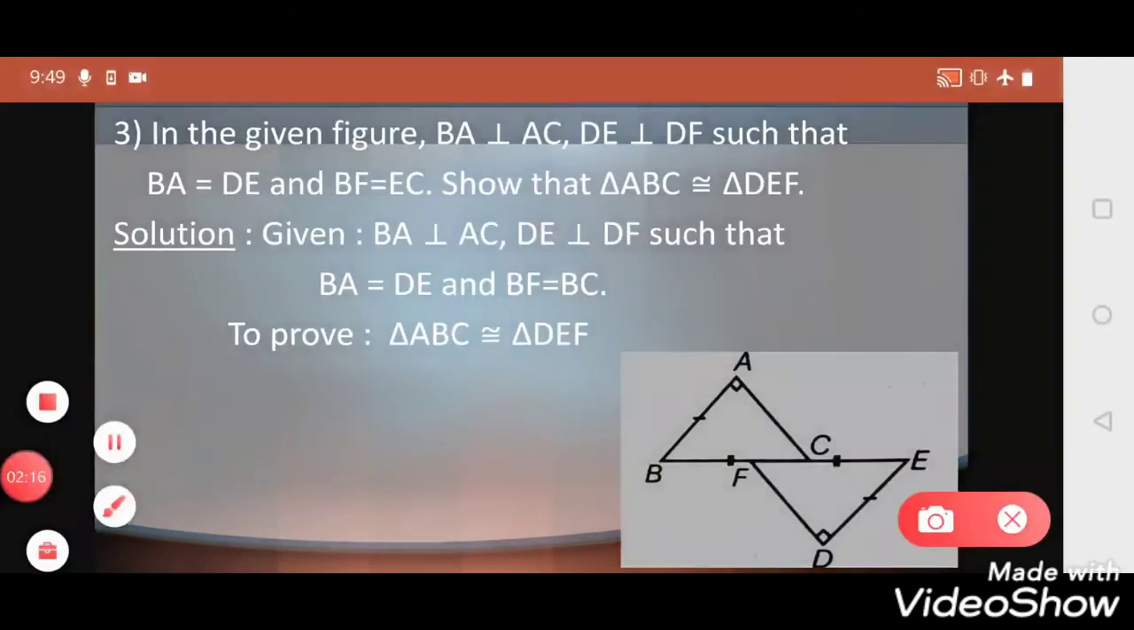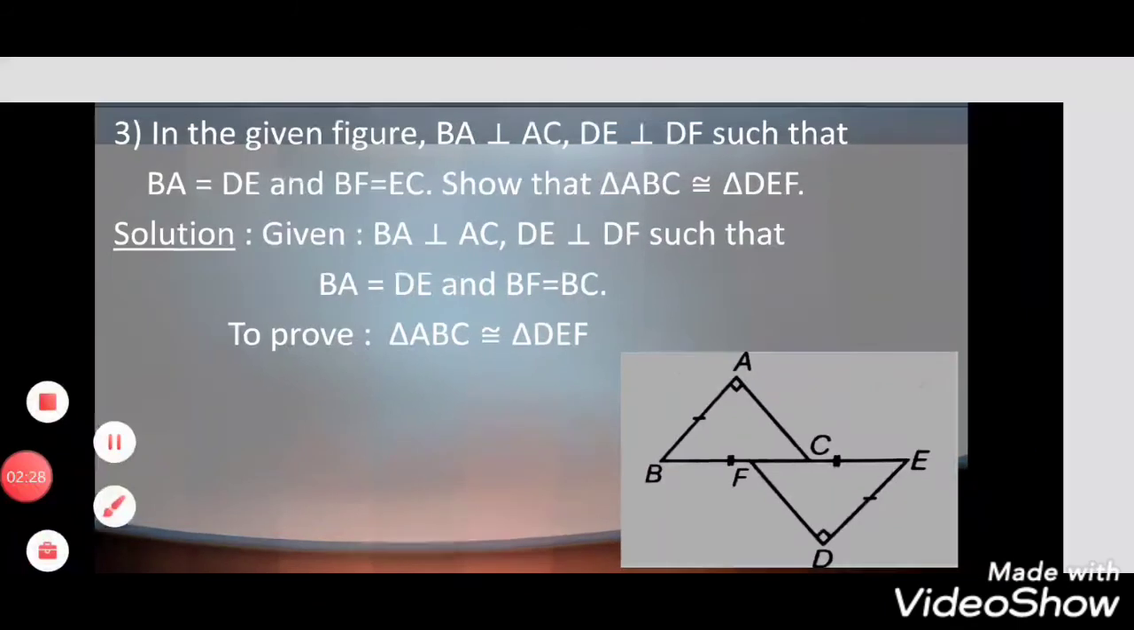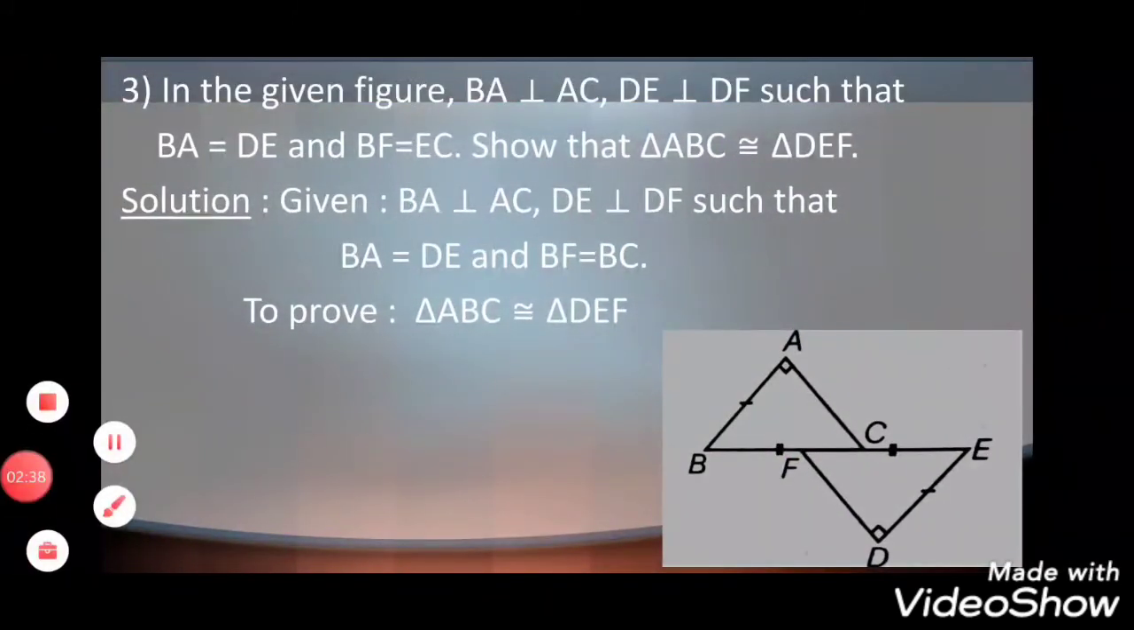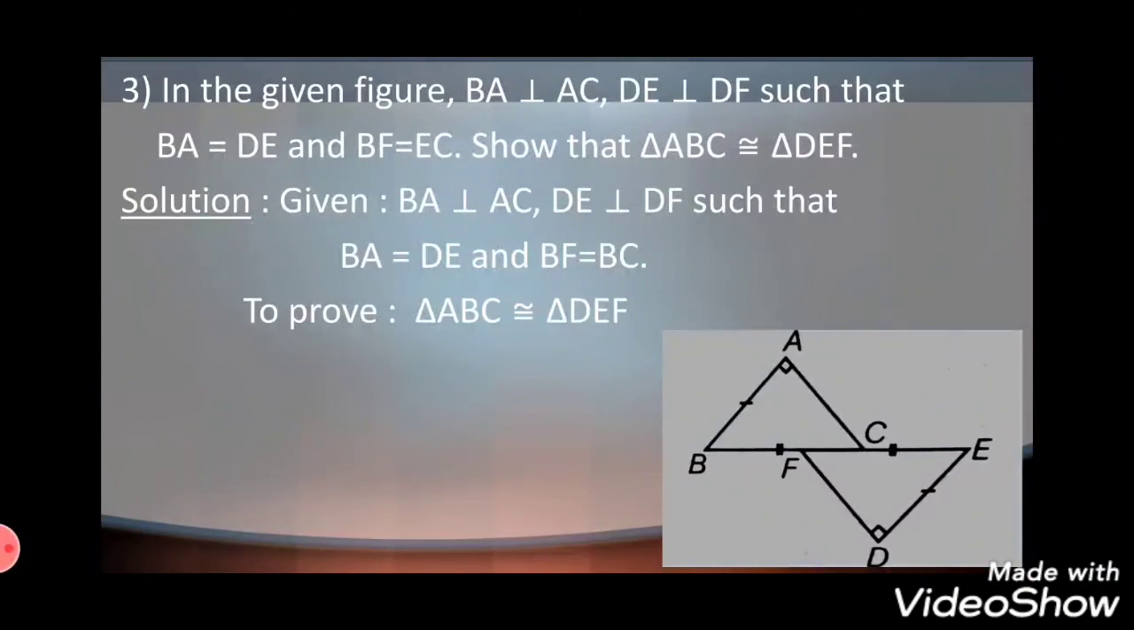Let's see in the figure. Here, when we add BF and CF, this is your BF and this is your CF. BF and here CF starts. So this we will get BC. Similarly, when we add EC, this is your EC plus CF, then we will get EF. So we get BC equal to EF.